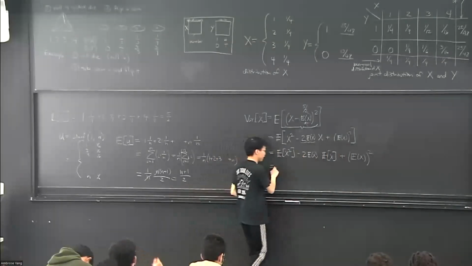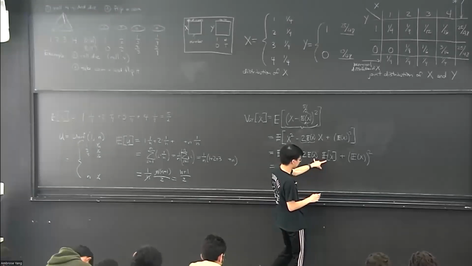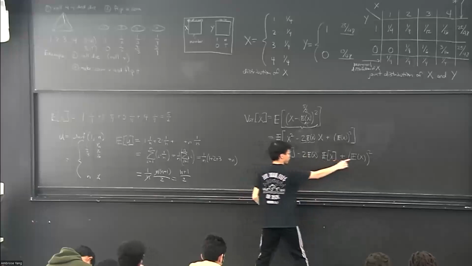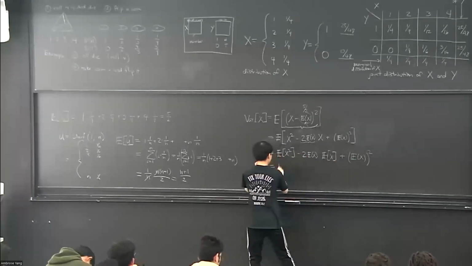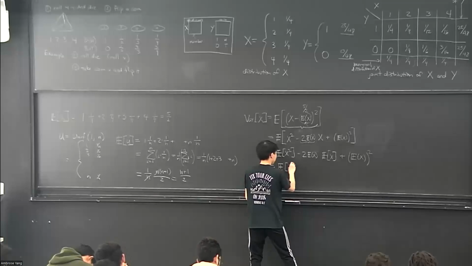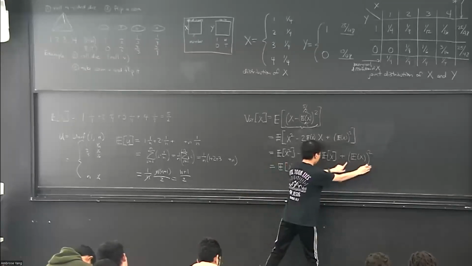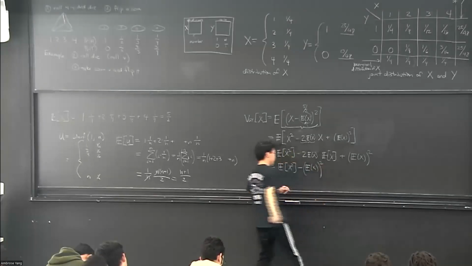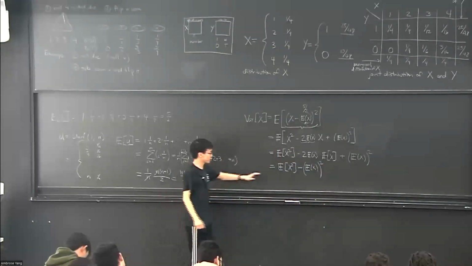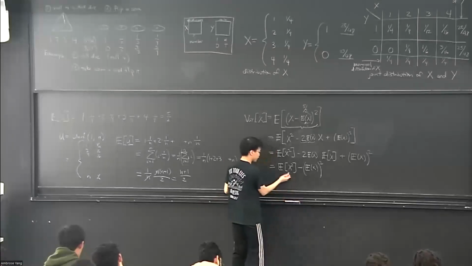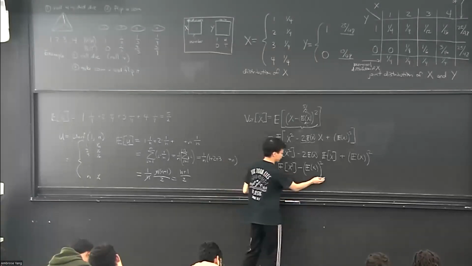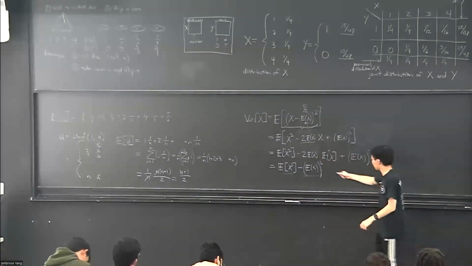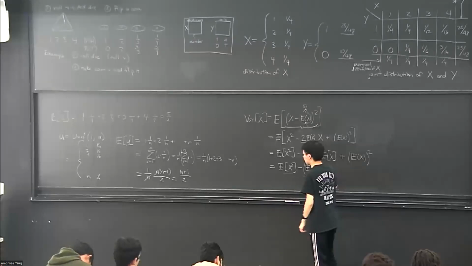Now, what do I have here? This is 2 times expected value of x squared plus 1 of expected value of x squared. So 1 of this minus 2 of it. So I have expected value of x squared minus 2 times this plus 1 of this, so minus expected value of x squared. So what I have to do now is calculate this expected value and this one. This is probably easy to calculate because you already know what expected value of x is. That's 5/2.